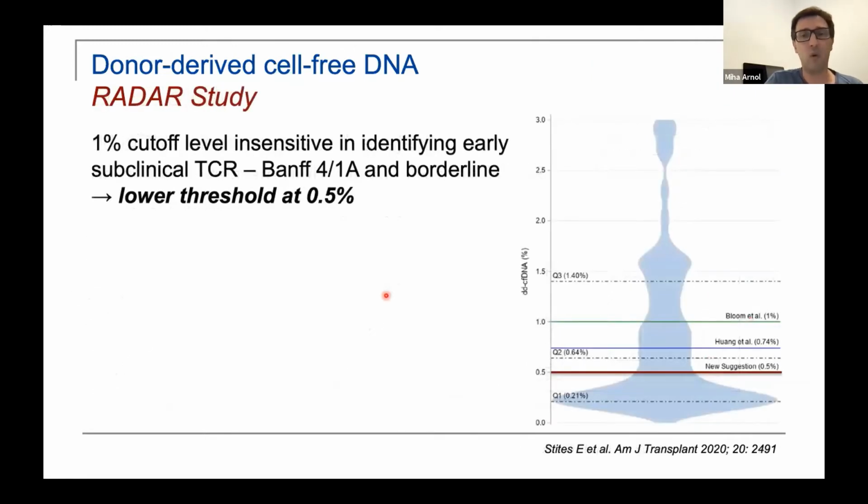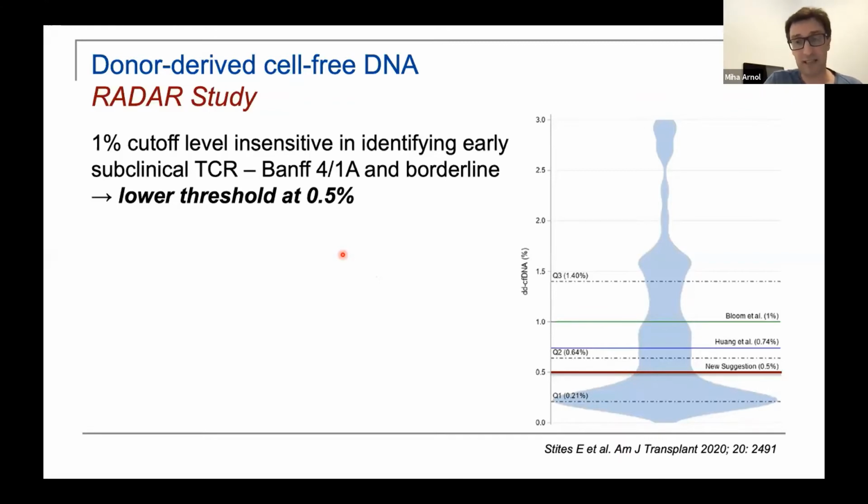Another more recent study, the so-called RADAR study, published last year in the AJT, showed that probably this 1% cutoff level is quite insensitive in identifying early subclinical T-cell rejection, specifically low-grade TCMR 1A or borderline rejection. And this is the violin plot showing different cutoff values for the donor-derived cell-free DNA. The largest demarcation in this particular study sample was observed at the lower threshold value of 0.5% of donor-derived cell-free DNA. At this lower threshold, we might distinguish even between lower grade T-cell rejection and no rejection findings.